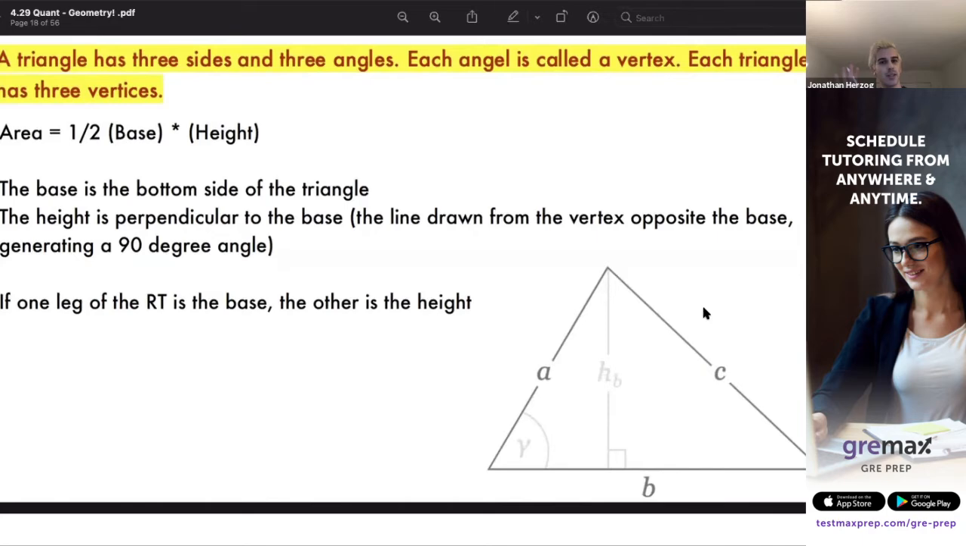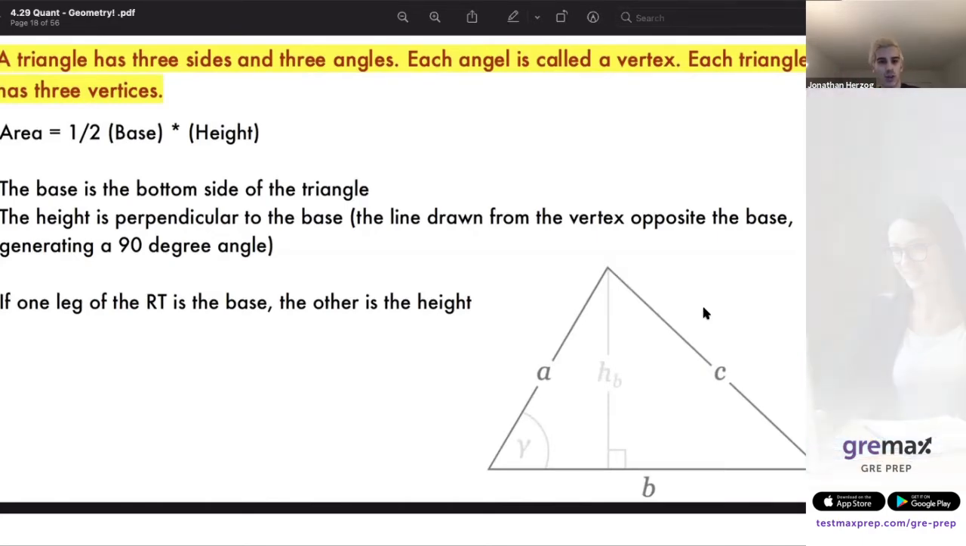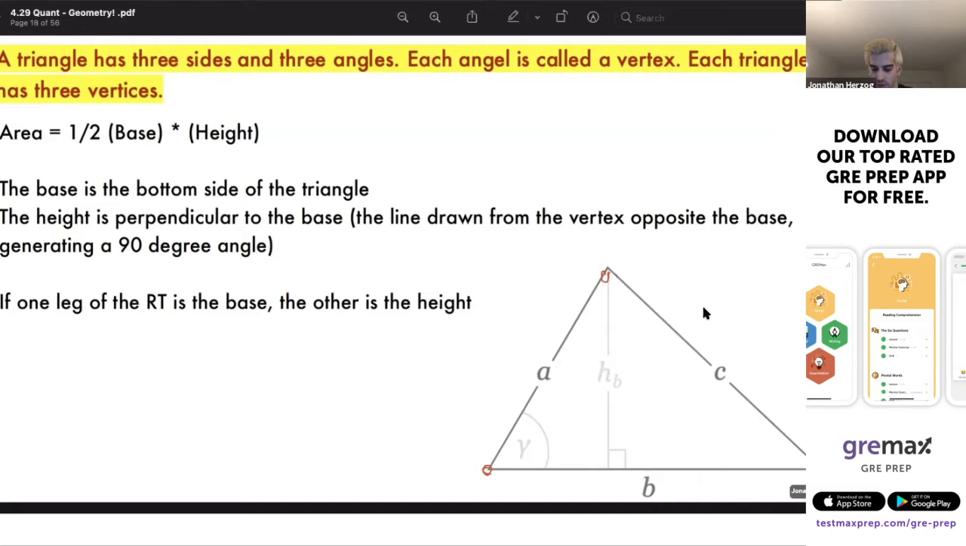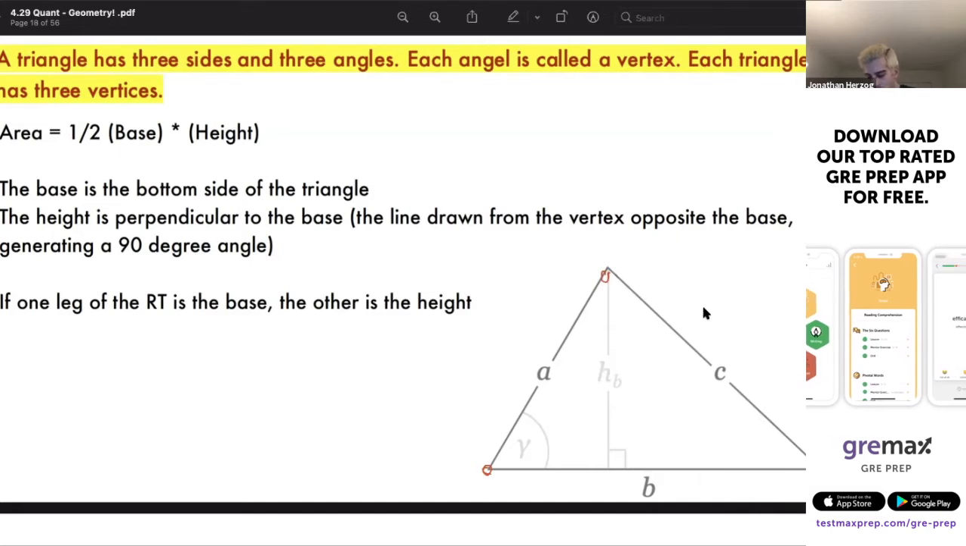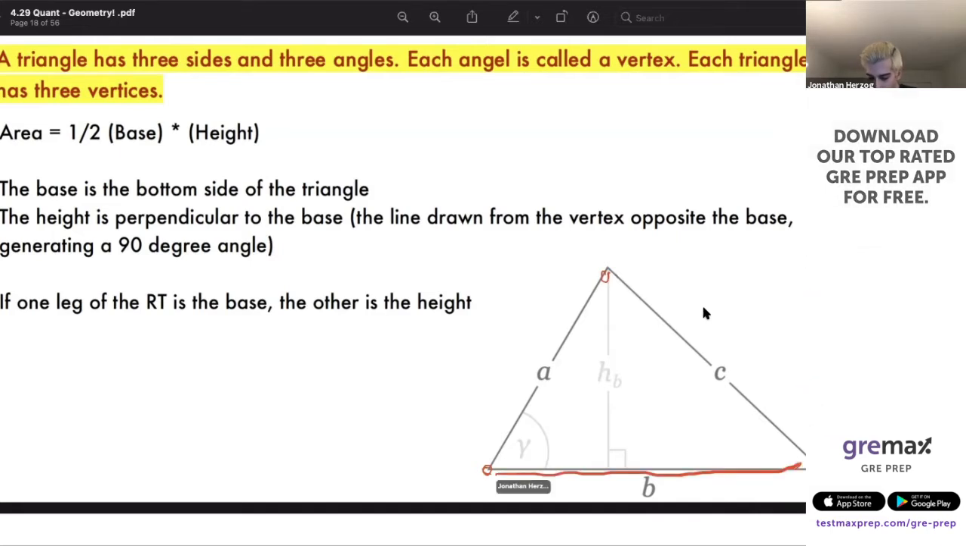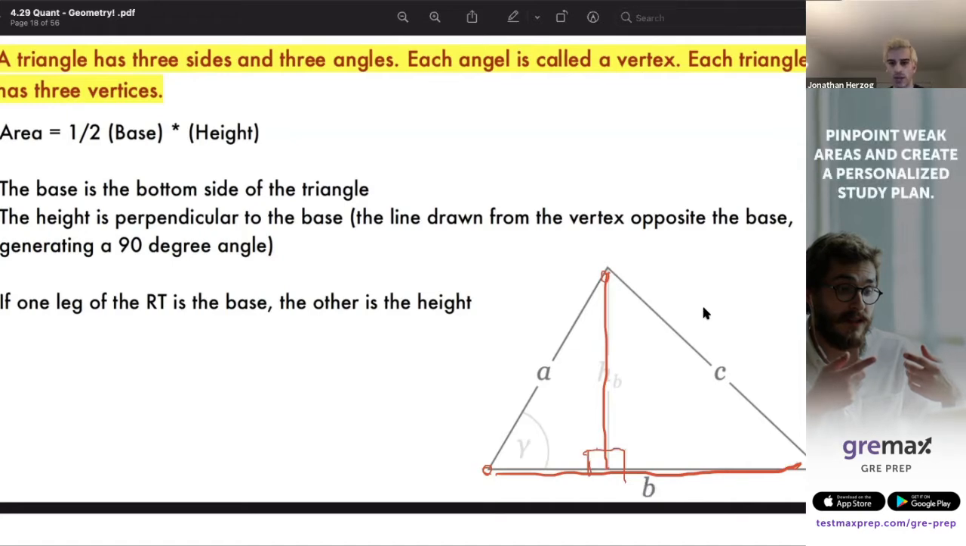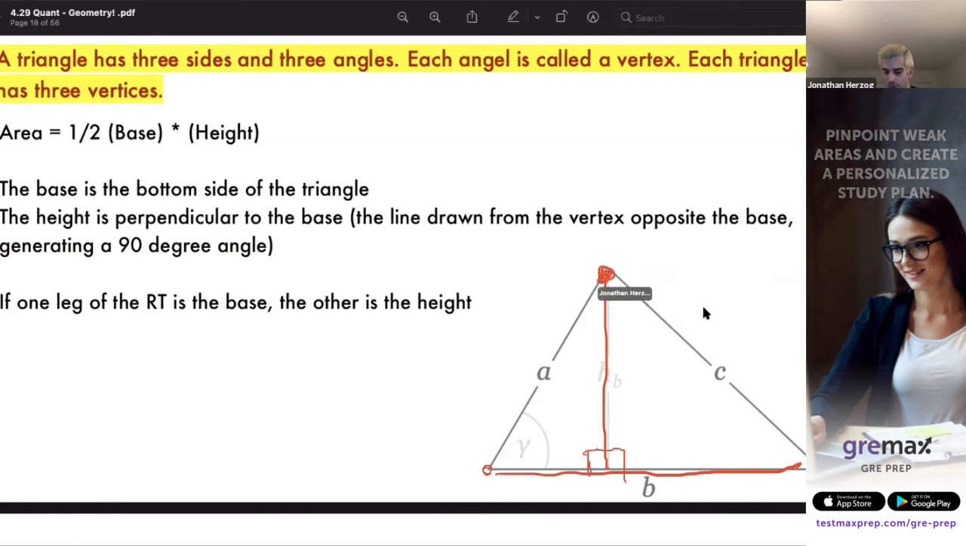All right, triangles. Triangles have 3 sides and 3 angles. Each angle, here misspelled, is called a vertex. Each triangle has 3 vertices: 3 sides, 3 angles, 3 vertices. The base is the bottom side of the triangle. The height is perpendicular. Perpendicular is another term of art for saying, as we recall, that it creates a 90-degree angle when intersecting with the base. It is the line drawn from the vertex, the point opposite the base, generating a 90-degree angle.